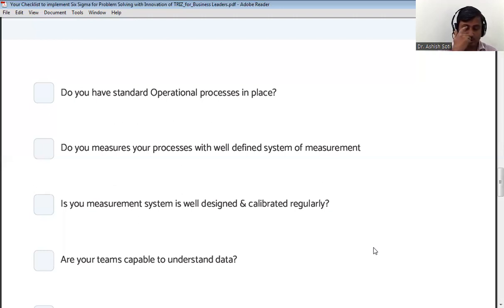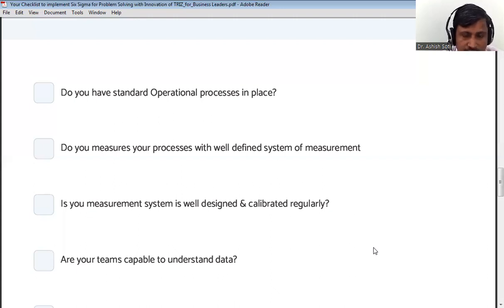You want to measure 1 centimeter, but if you do not have a scale which can measure 1 centimeter or 1 mm or 1 micron, then you cannot measure it. So that is the same thing. Is your measurement system capable? It is not only for the manufacturing industry, it can be anything. For example, in an examination you are measuring your students' performance through a question paper. So is your question paper well designed?